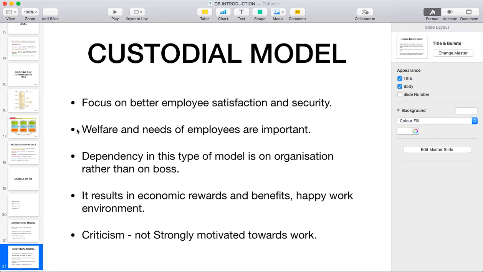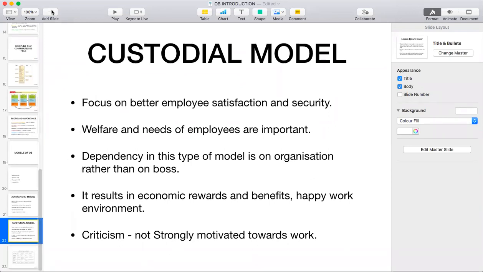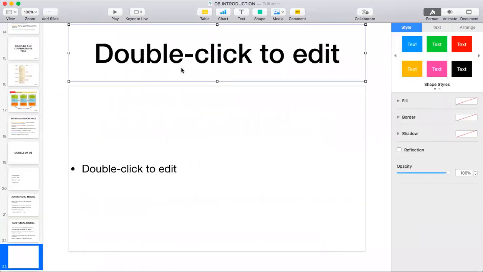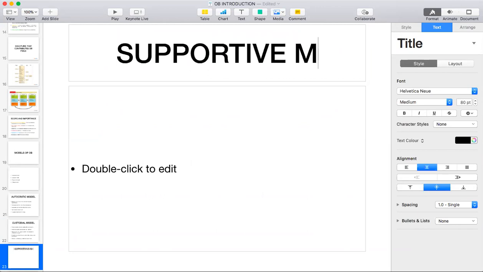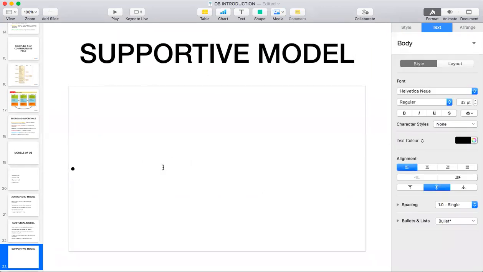Okay, the third model in this case is the supportive model. Now when we talk about the supportive model, this model is based on leadership rather than on power and money. Because if we have a good leader, then definitely the company can flourish in an exponential manner.